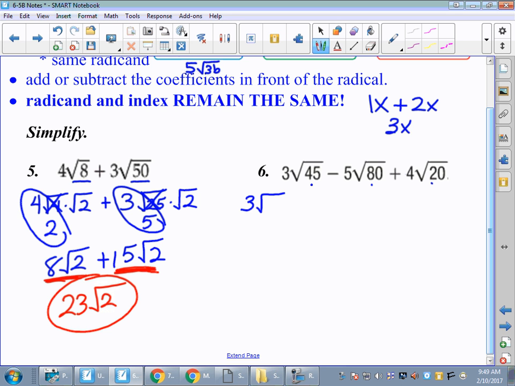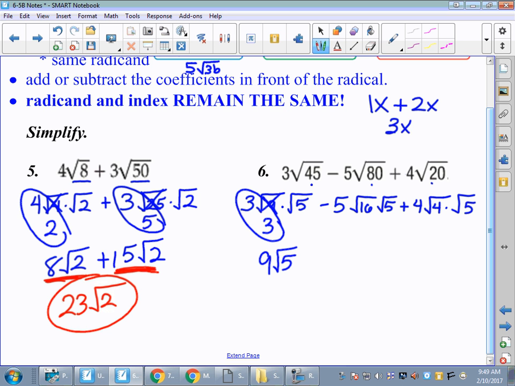So 45 becomes 9 and 5, perfect and non-perfect. Minus 5, 16 and 5. 16 times 5 makes 80, plus 4 root 4, root 5. Okay, now you can see a common root there is 5, but we got to clean it up. So in this first pile of 3 squared root of 45, it ends up being 9 root 5. And in the second quantity, the square root of 16 becomes 4, negative 5 and 4 makes negative 20 root 5.